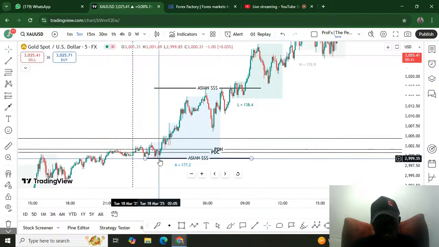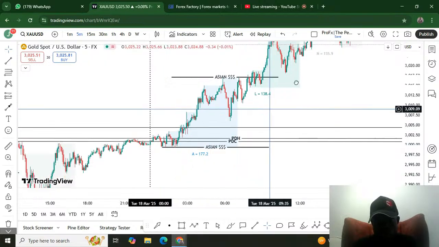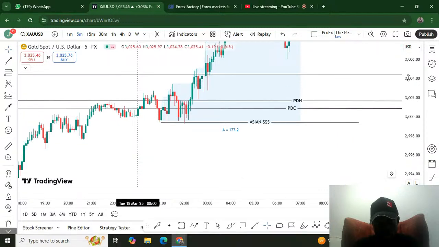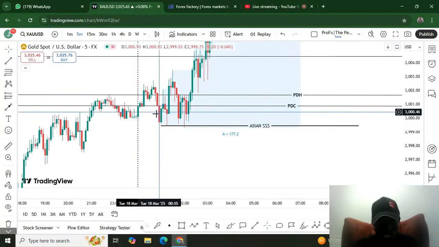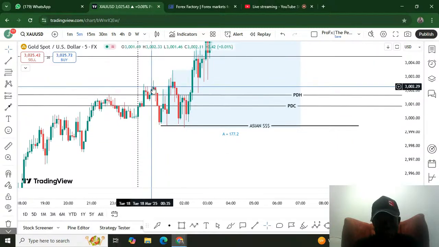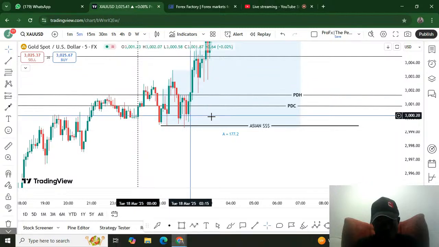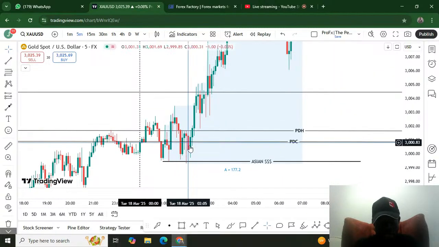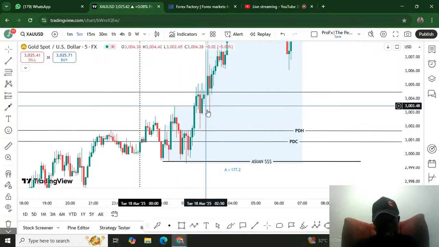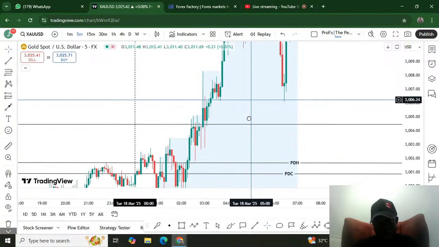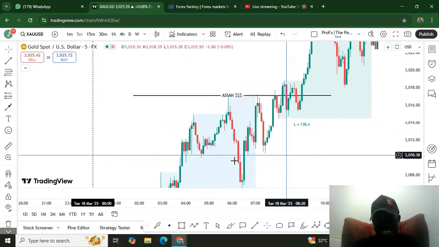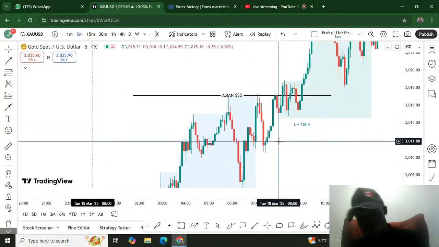Asian range traded above. So we first saw that we had a manipulation, right? When we started trading, we had slight manipulation below. Price started trading below. Then around 2 a.m., prime time, into 3 o'clock, we started going above, above, above. By London session, price is already above the previous day's close.